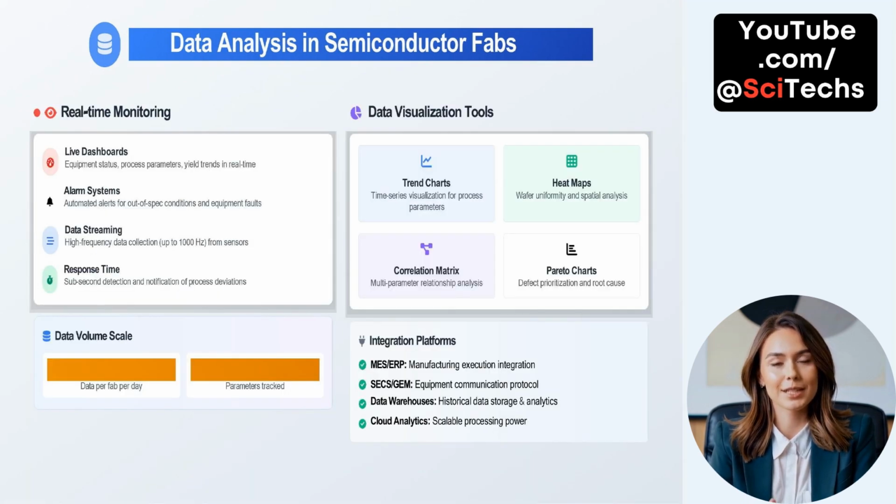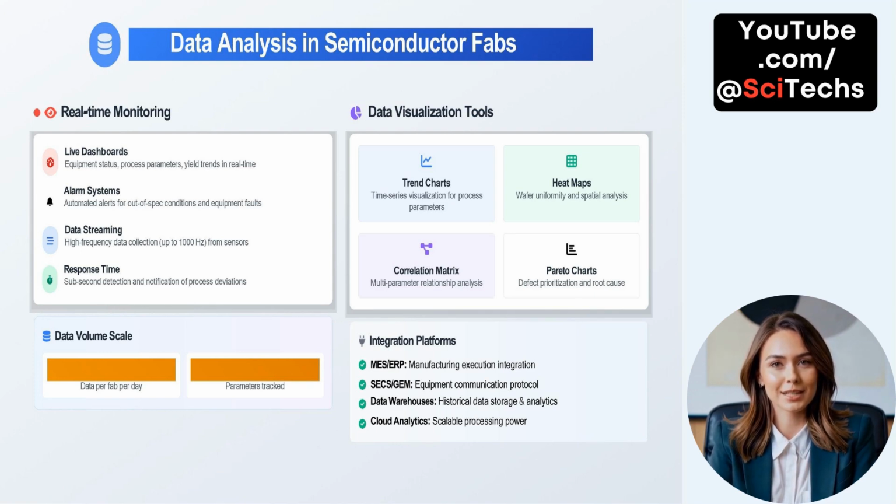Data analysis in semiconductor fabs. In semiconductor fabs, real-time monitoring plays a crucial role in maintaining process control. Live dashboards offer continuous visibility into equipment status, process parameters, and yield trends. Alarm systems provide automated alerts for out-of-spec conditions or equipment malfunctions, enabling prompt corrective actions. Data streaming supports high-frequency data collection, up to 1000 Hz, capturing subtle process changes. Fast response time, often within subseconds, ensures rapid detection and notification of deviations to prevent scrap and downtime.